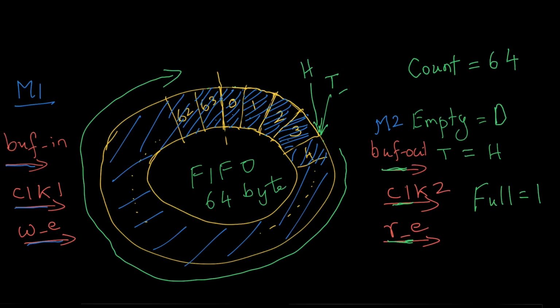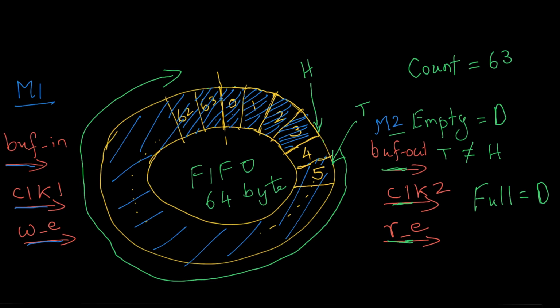So if your M2 decides to read 1 byte, then your tail will increment and point to location 5, and now it creates an empty space for M1 to write 1 more byte. So in this case, your full is no longer 1 because there is 1 empty space, and your tail is not equal to head anymore, and your count reduces to 63.